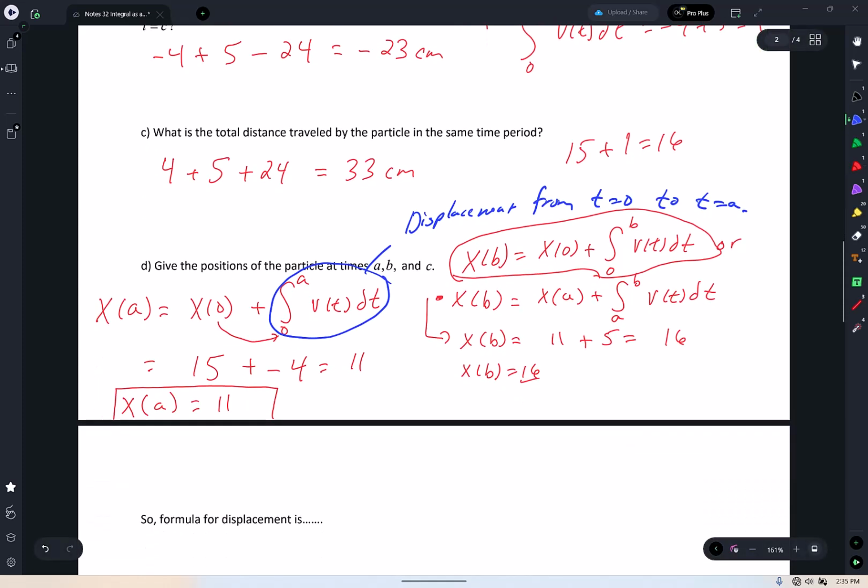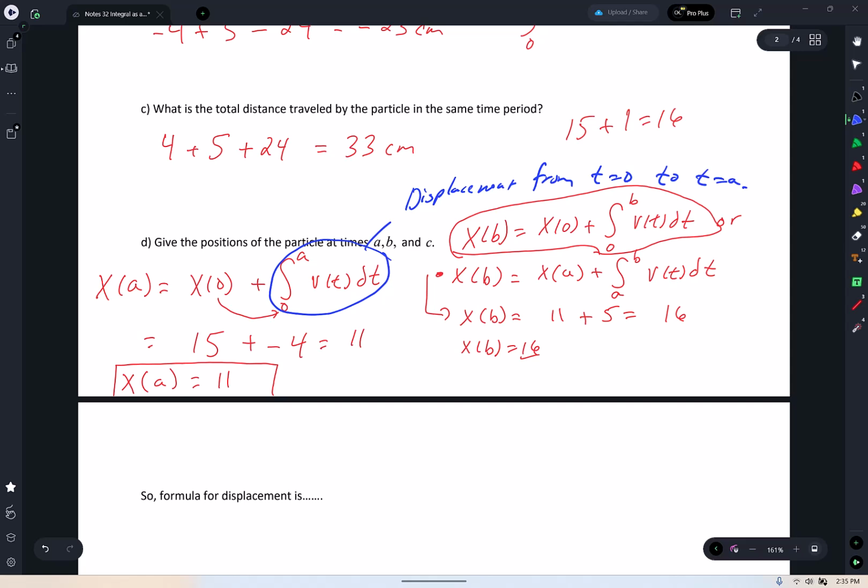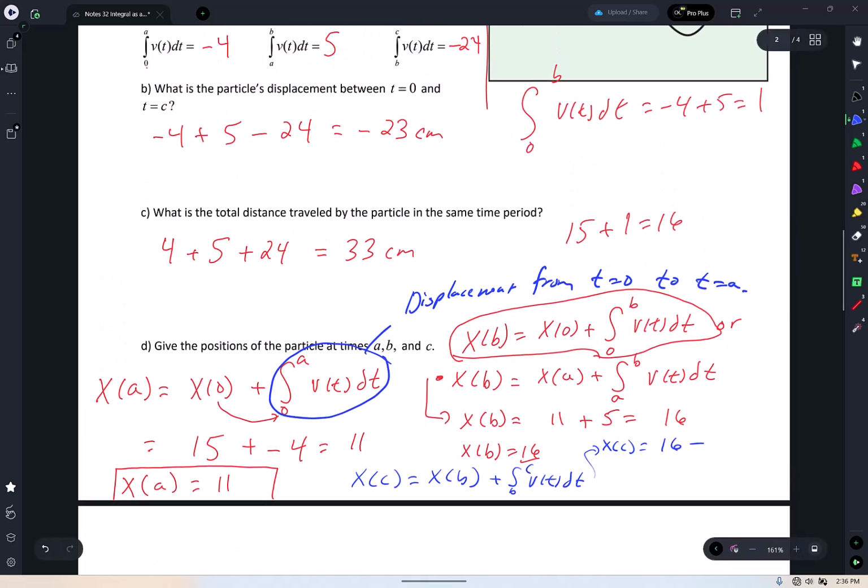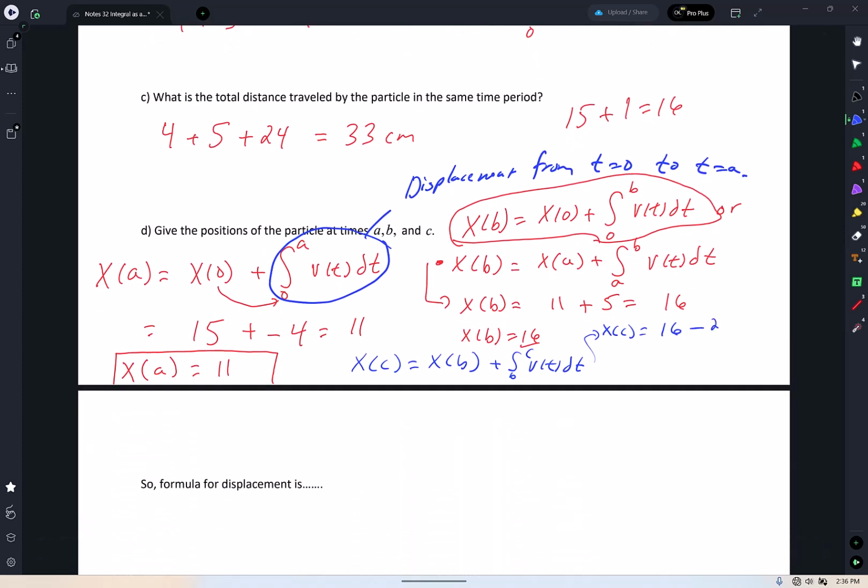All right. Here we go, guys. Last one. x of C equals, I'm going to go ahead and just do this one: x of B plus the integral from B to C of v of t dt. Well, let's see. I'm going to write it right here. x of C equals 16 minus 24. That's what that integral is. I guess plus a negative 24, so I'll do that. Plus a negative 24. So that looks like negative 8.